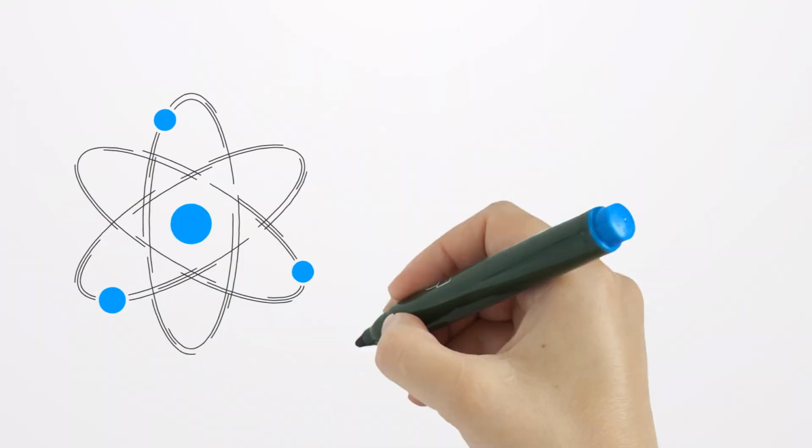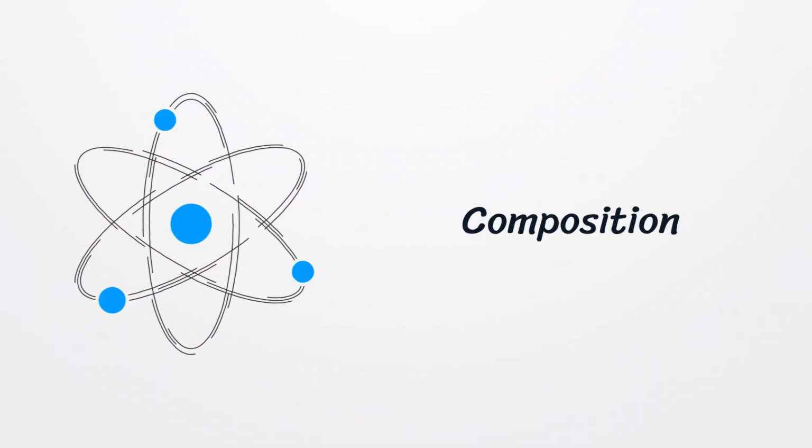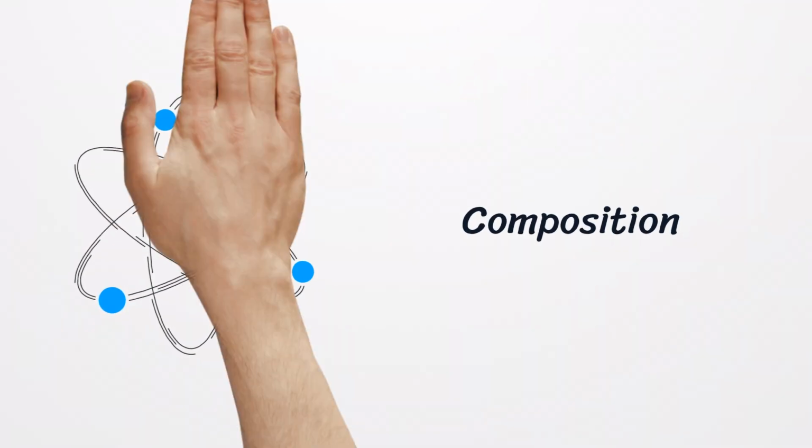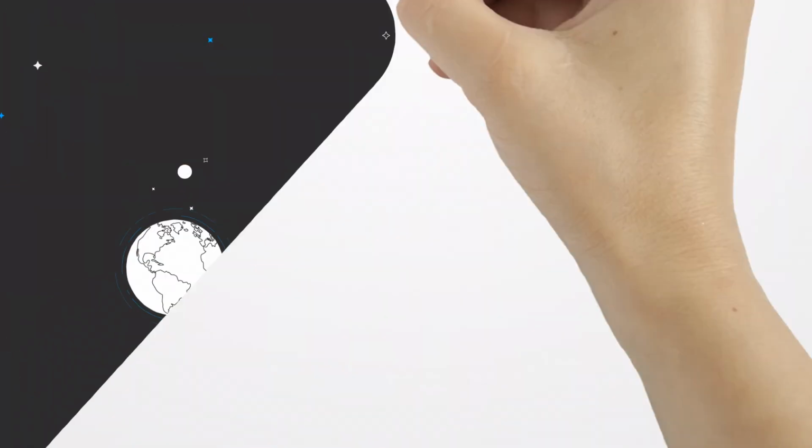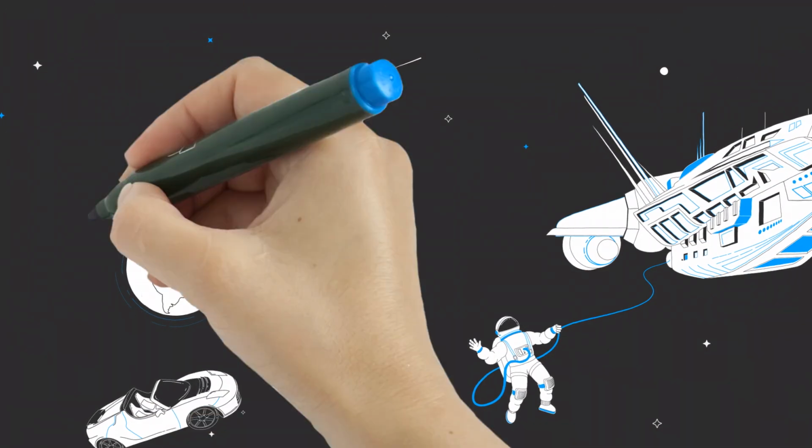Asteroids are made up of metals and rocky material, while comets are made up of ice, dust and rocky material. Meteoroids can be made up of any of these materials.